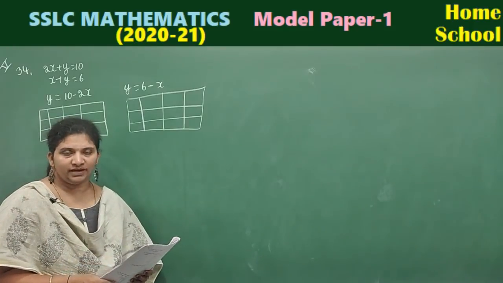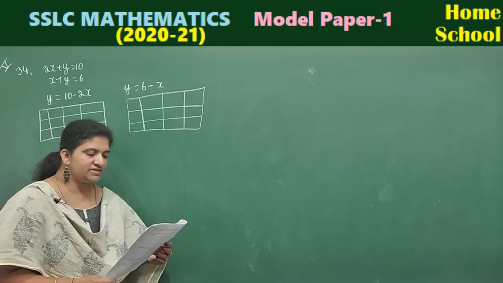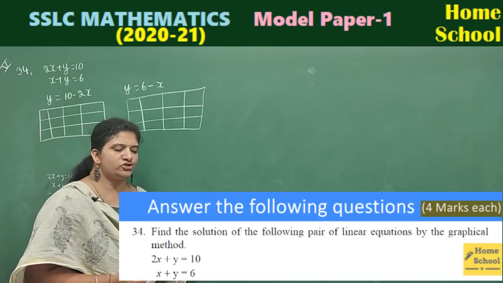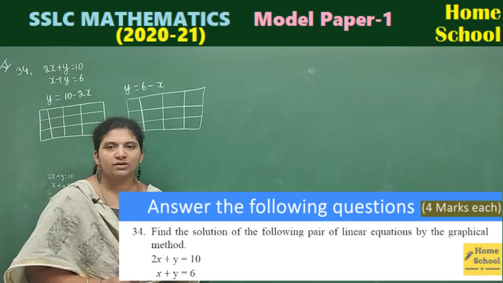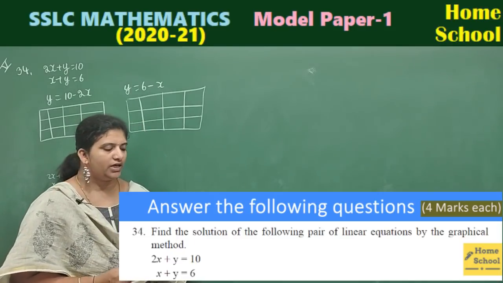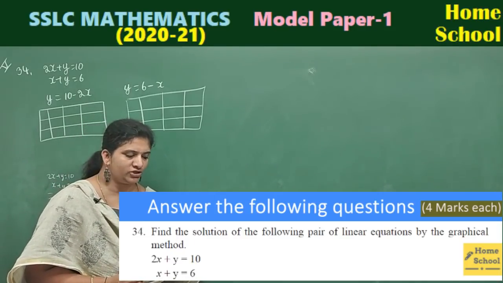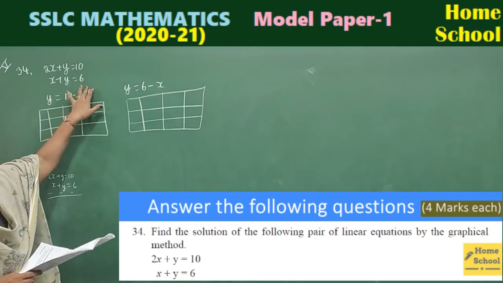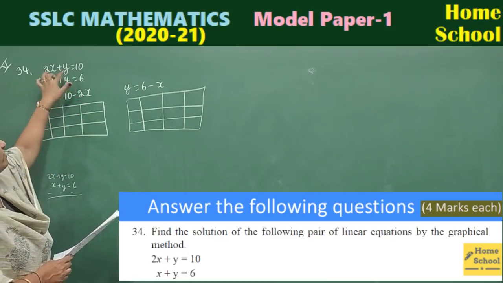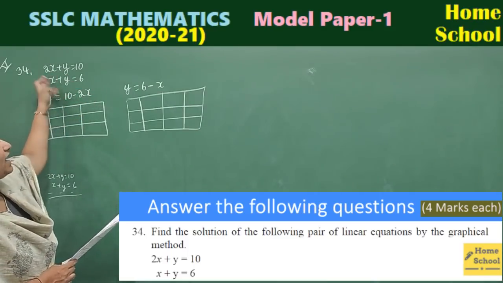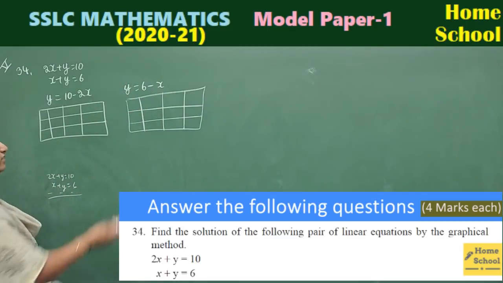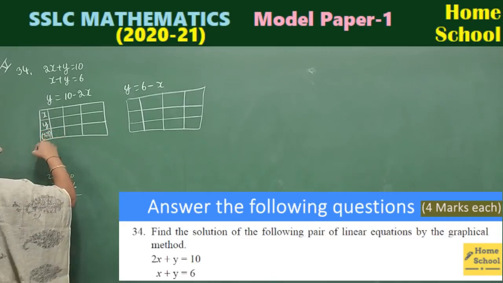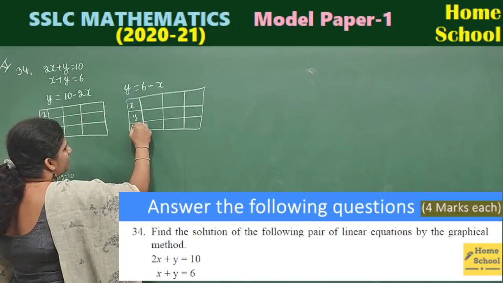Let's see fifth main. Your fifth main first problem is a graphical problem. Problem number 34. Find the solution of the following pair of linear equations by the graphical method. Your equations are 2x plus y is equal to 10 and x plus y is equal to 6. So, children, these equations you rewrite in this way: y is equal to 10 minus 2x and y is equal to 6 minus x. You take a tabular column like this: x, y and your coordinate x comma y.